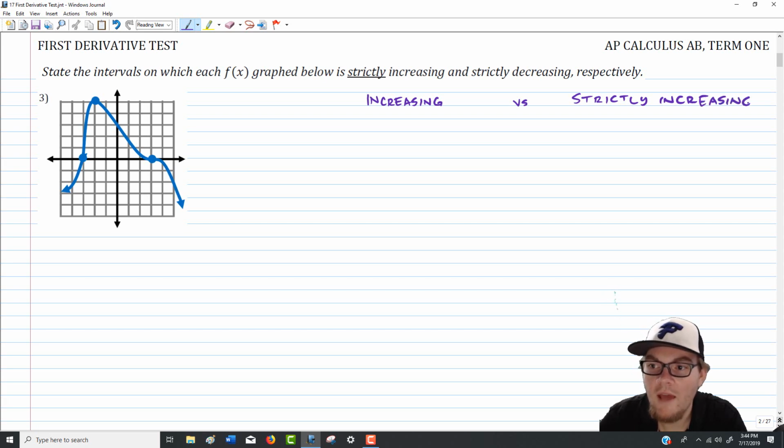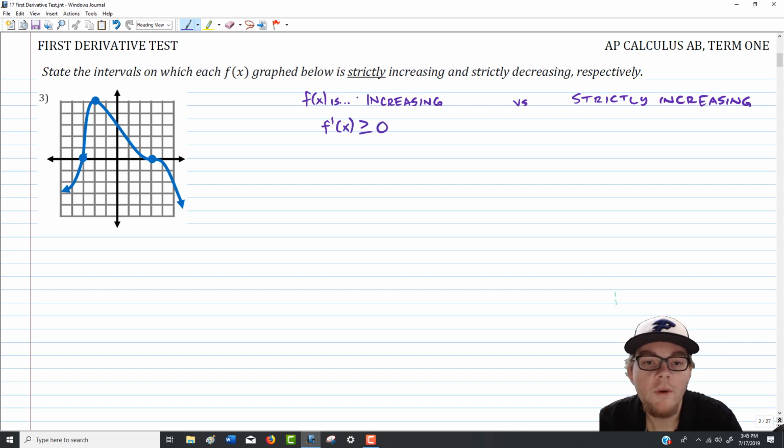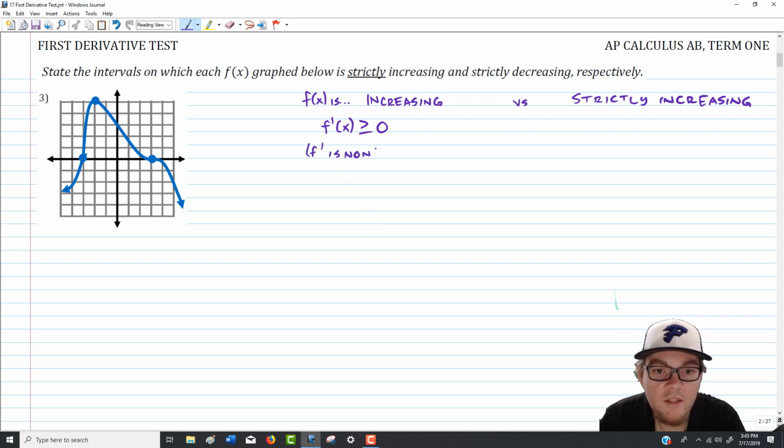So that extra adverb, strictly, possibly adjective, whatever. So if we're talking about some function f of x, then we've got one of these two possibilities. Well, our calculus-based definition of f of x is increasing is defined using the derivative as that f prime of x is greater than or equal to 0. So with plain increasing, what they mean is that the derivative is either positive or 0. Or more specifically, f prime is non-negative, would be the cleanest way to do it. That is the most formal or very common formal definition of increasing.